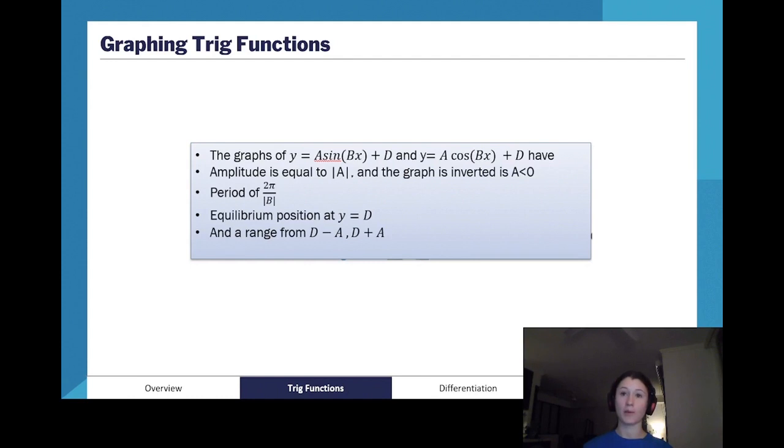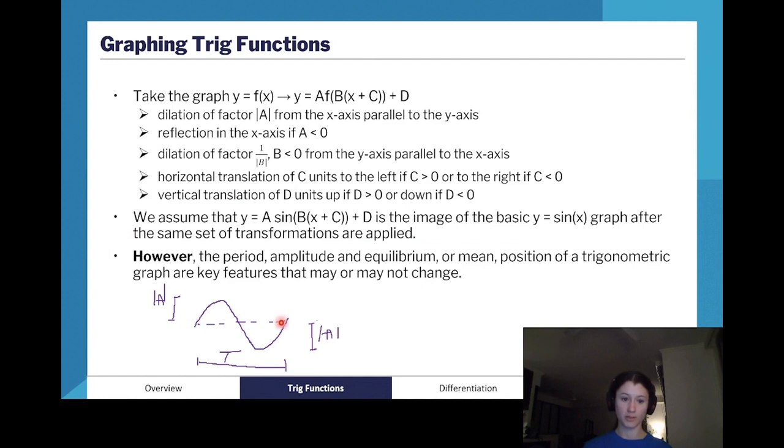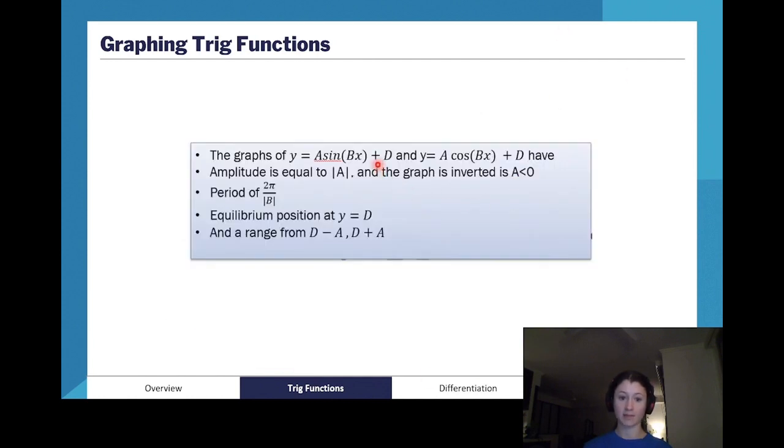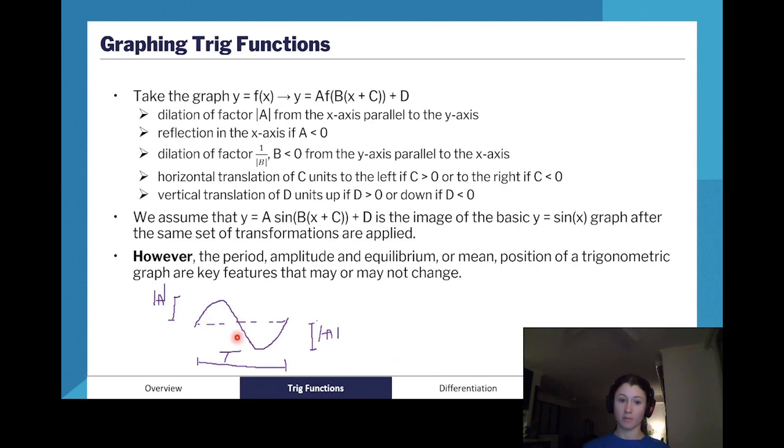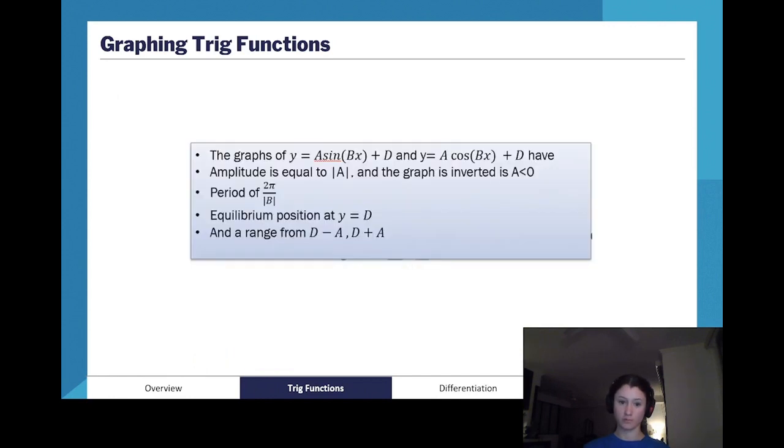And then our equilibrium position, that's our equilibrium line. So this dotted line here is at y equals d. So to find the equilibrium position, you just need to look at what the d value is, and that will be it. To find the range, our lower value is going to be d minus a, and our upper value is going to be d plus a. So going from d minus a will get us down here, and d plus a will get us up here. So this gives us the full range.